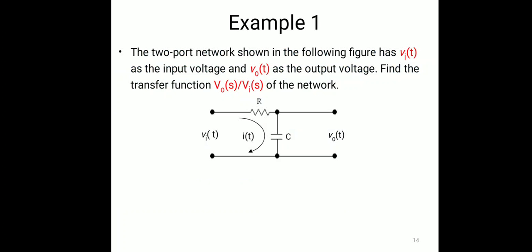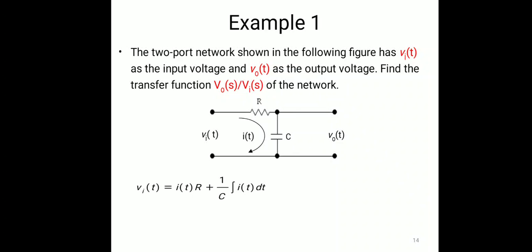Now we will find out the transfer function for the RC circuit, where the input voltage is Vi of t and the output voltage is V naught of t. What we require to get the transfer function is V naught of S divided by Vi of S. That is the final outcome. For that purpose we need to find Vi of t and V naught of t first, and then find their Laplace.